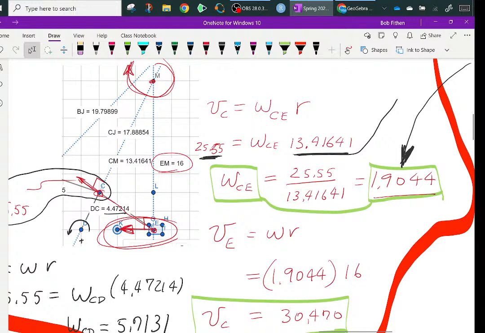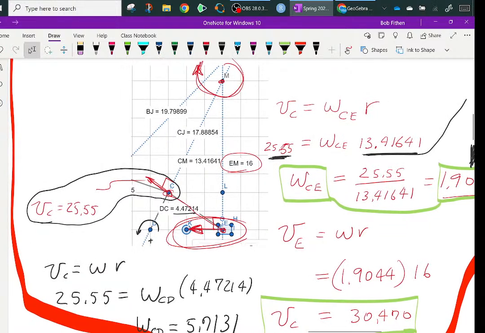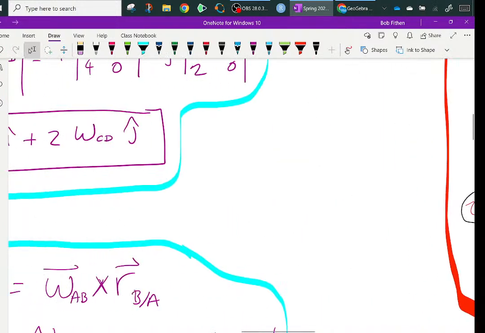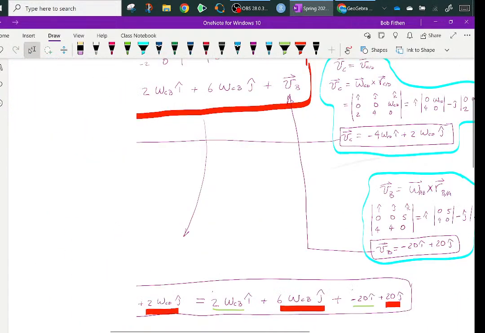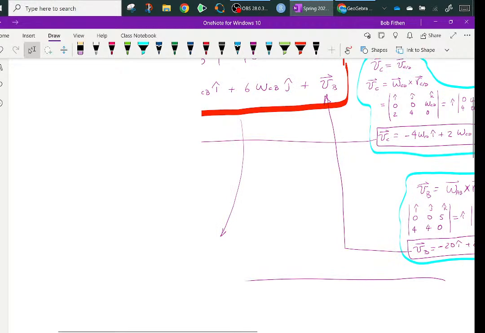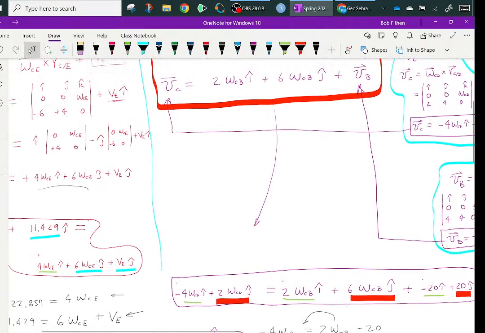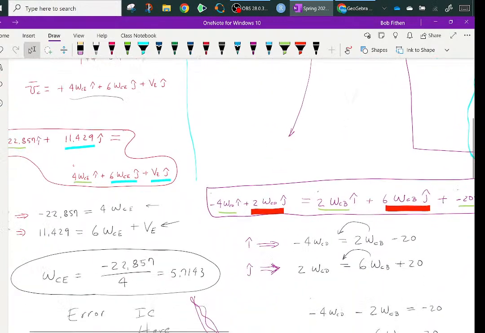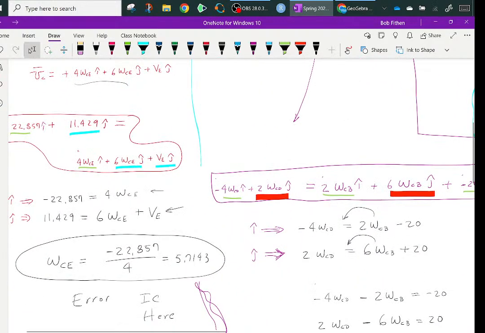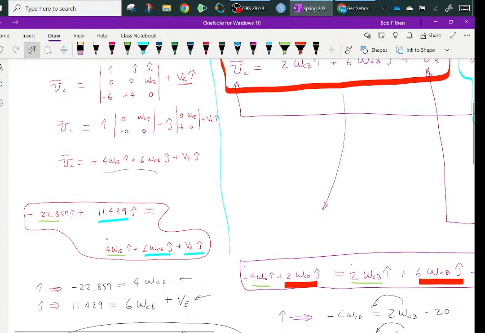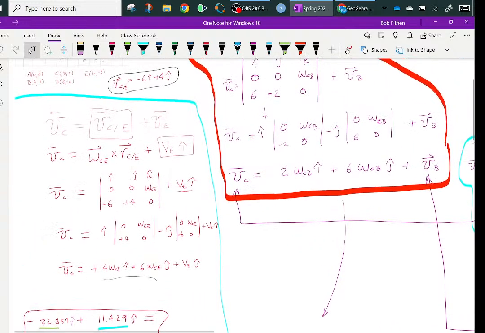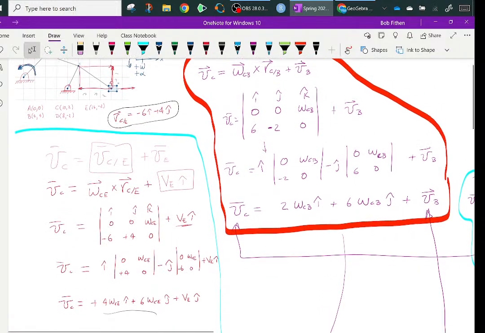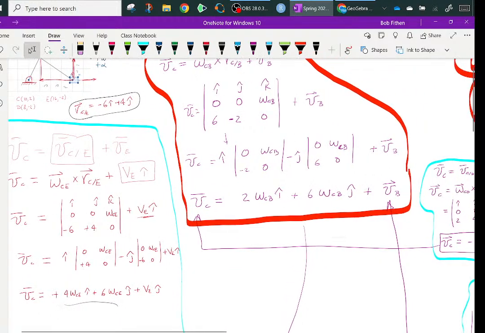Okay, so if it rotates about here and its velocity VC was 25, let's go back and see if VC was 25. Oh, wait a minute. Okay, so VC, okay, 96. Where did I find VC? Wait, I should have had VC.